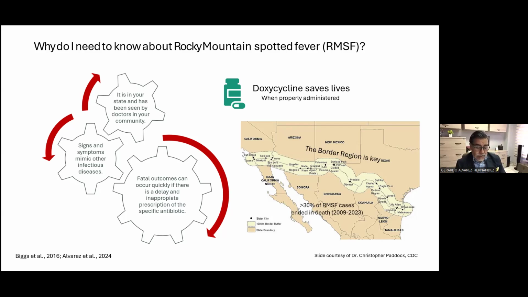Number two, it is difficult to diagnose because its early clinical characteristics are quite similar to many infectious diseases. Number three, this disease, if not timely treated, shows a high proportion of severity and fatal outcomes in the ill. And number four, despite that, we have a specific and highly efficacious antibiotic to deal with the pathogen, doxycycline, when properly prescribed.